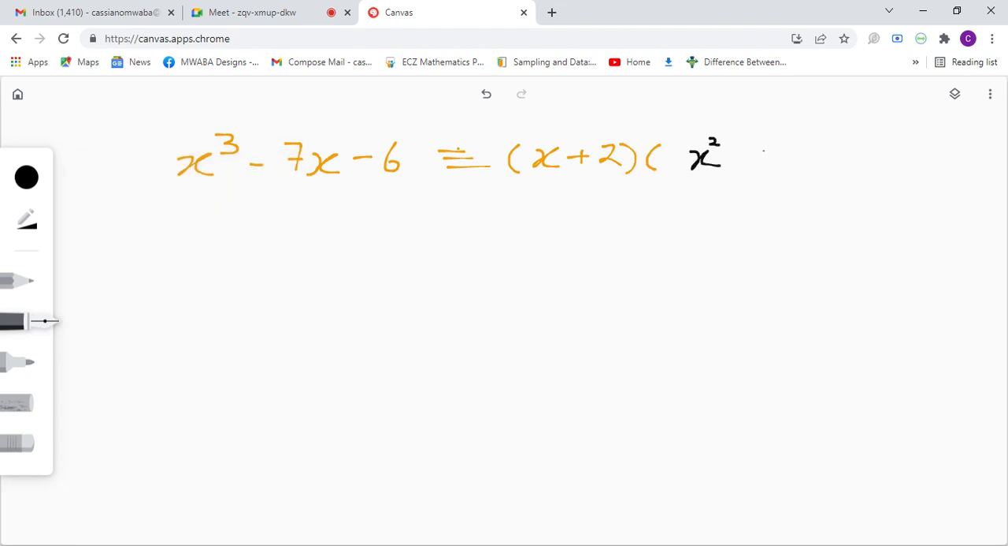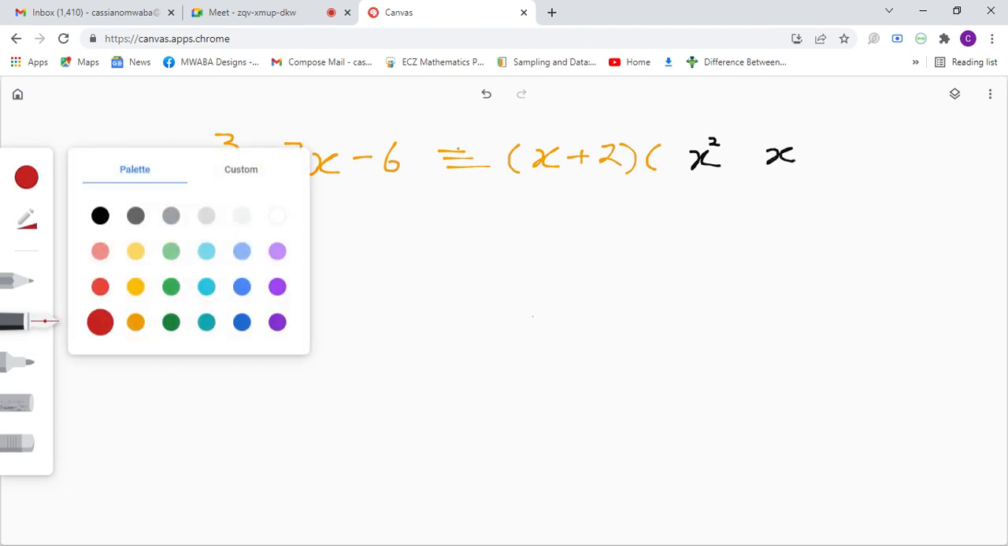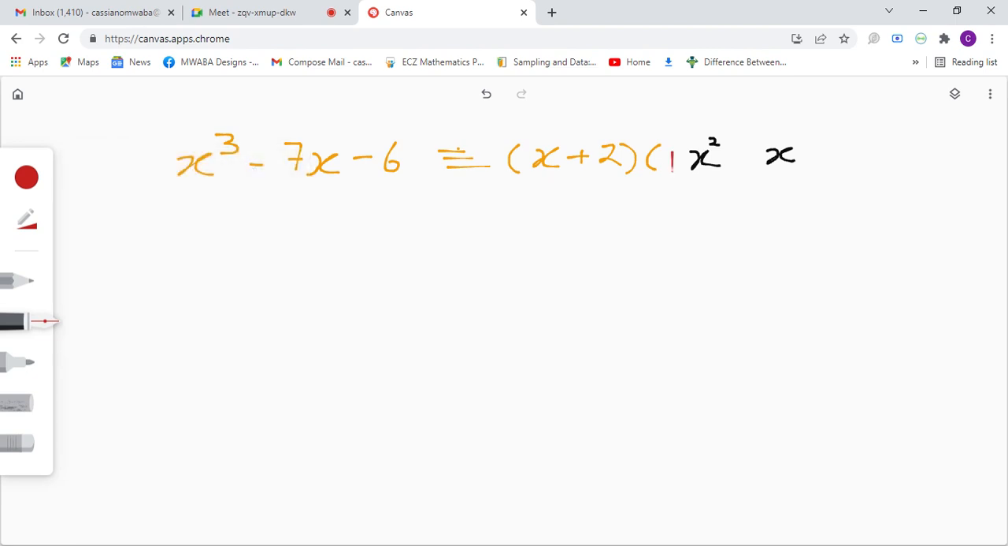So what I like to do is write the next variable, which is x to the power 1. And then we put in our letters. So we say ax squared plus bx plus c. Right. Then we must not forget our remainder.